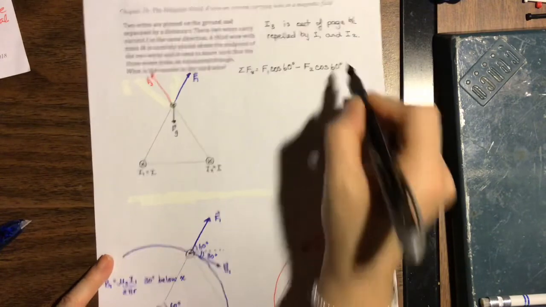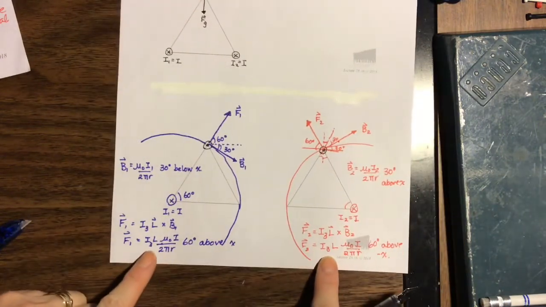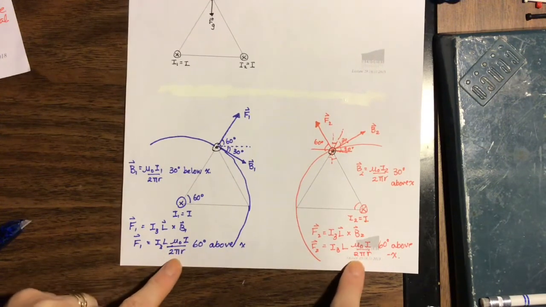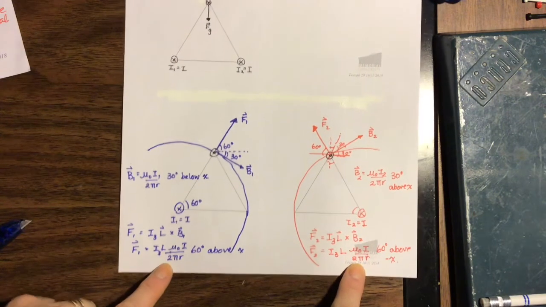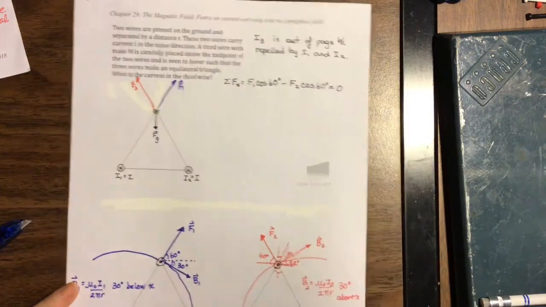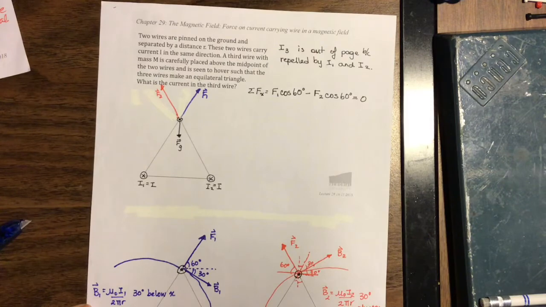If we look down at our expression for the forces, they're I3 times L times mu naught I over 2 pi r. So the magnitudes of those forces are going to be the same, so our net x components are going to be 0. And that makes sense because it's symmetric about that wire. Okay, let's do the y component as well.